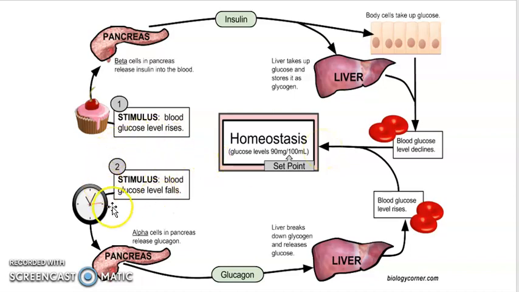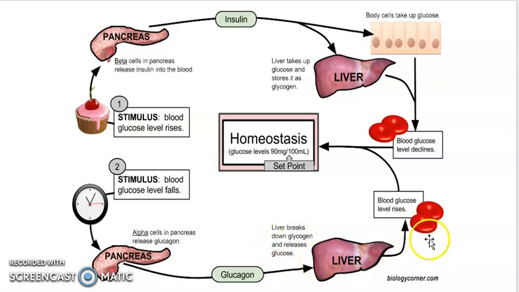Tetapi awak compare pula kalau misalnya berlaku decreasing in the blood glucose level. So what will detect the decrease in the blood glucose level is the alpha cell of islet of Langerhans in pancreas. So what will alpha cell do? Alpha cell will secrete glucagon. And then what is the function of glucagon? It will stimulate glycogenolysis in the liver. So what is glycogenolysis? Glycogen is broken down into glucose.